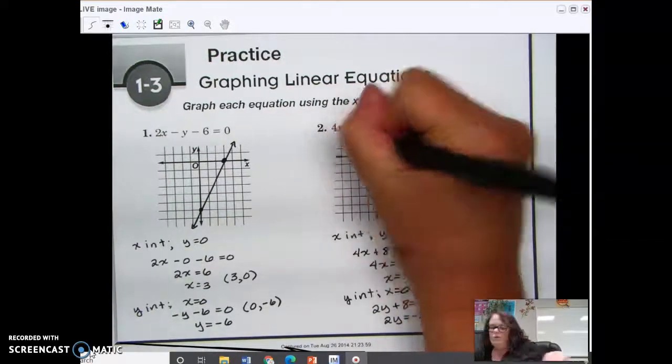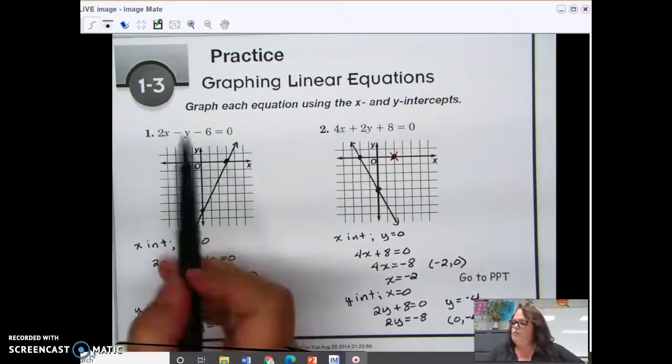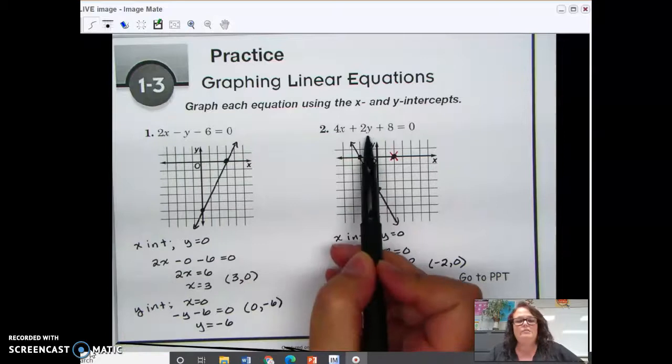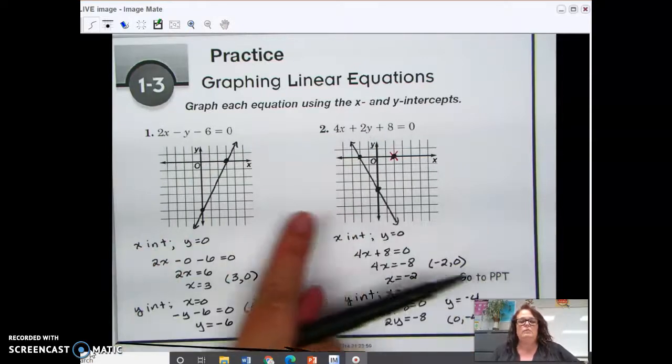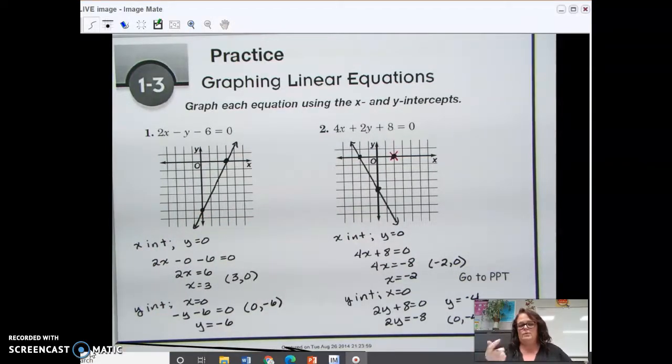And so if you're wondering why I knew that, if you notice here, this y is negative and this y is positive, so I knew these couldn't be going in the same direction. One had to be going up and one had to be going down.